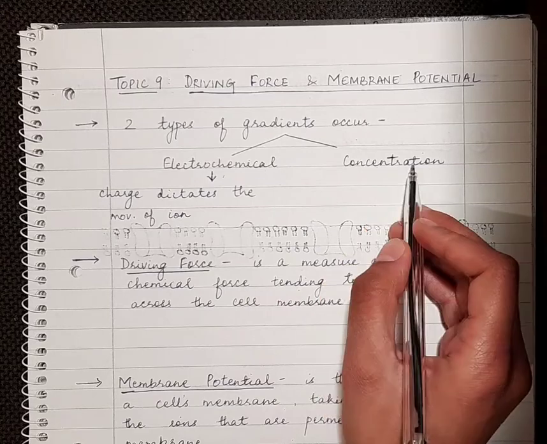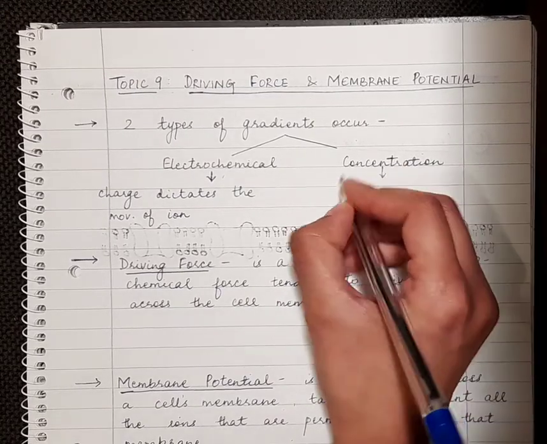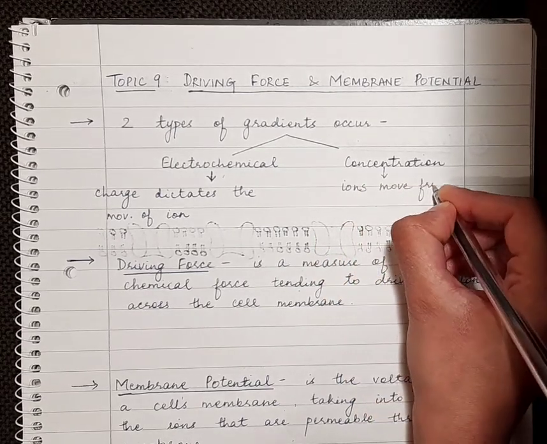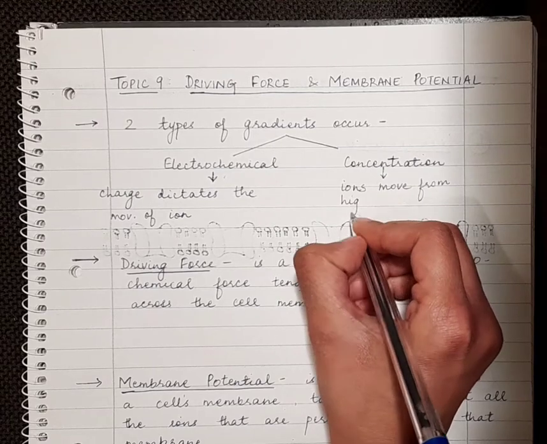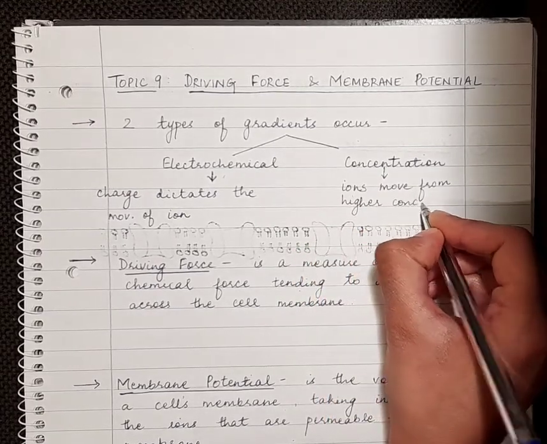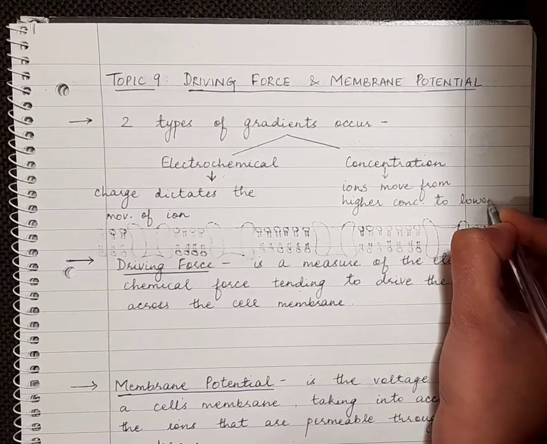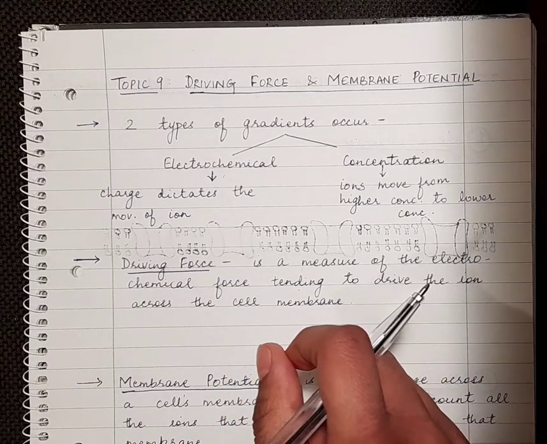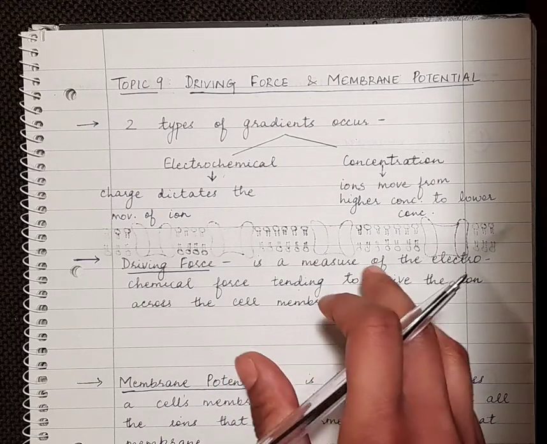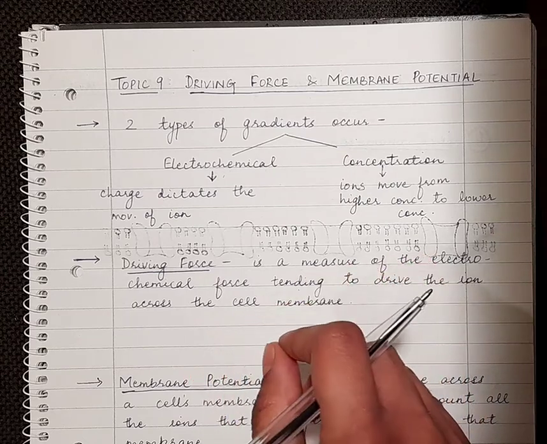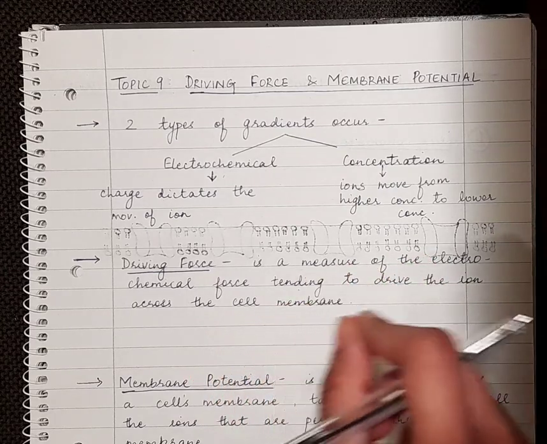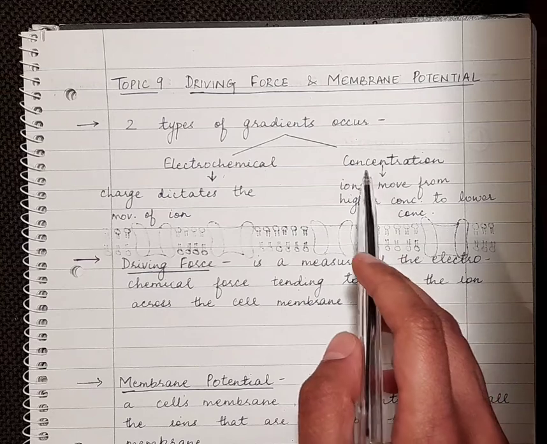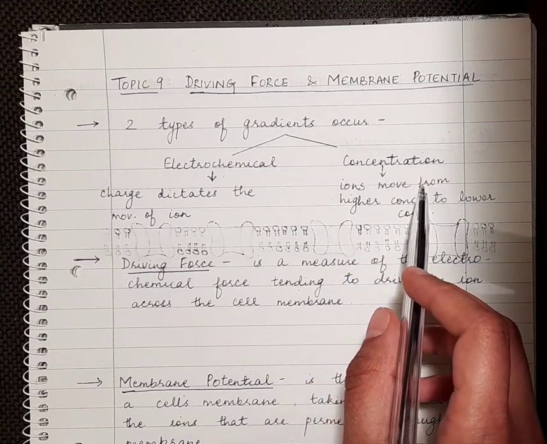The next is the concentration gradient, which is when ions move from a higher concentration to a lower concentration. For example, if inside the cell there is a higher concentration of a particular ion, that ion will move out of the cell because outside there is a lower concentration of it. So that is called the concentration gradient of the ion.